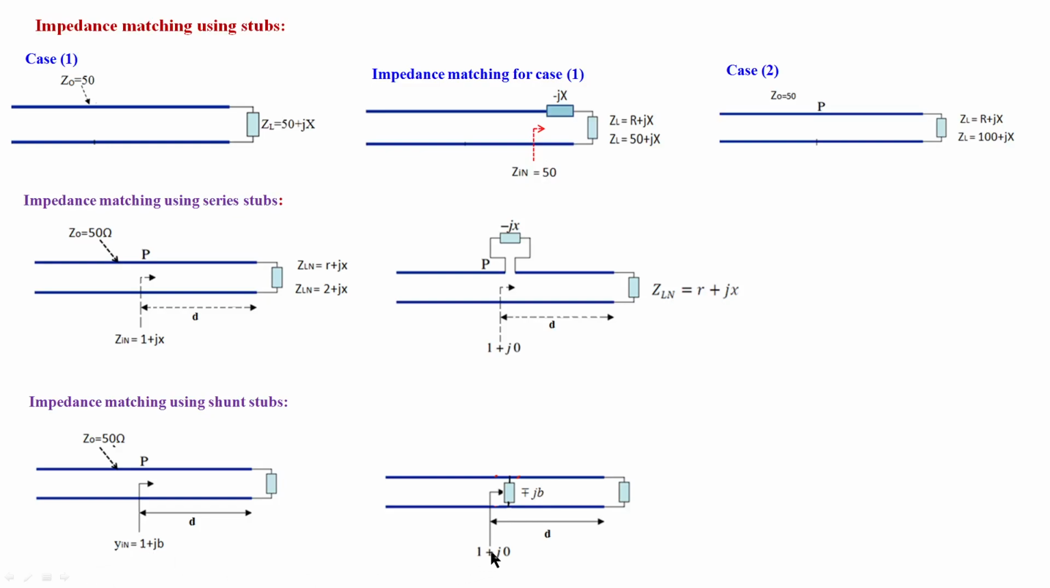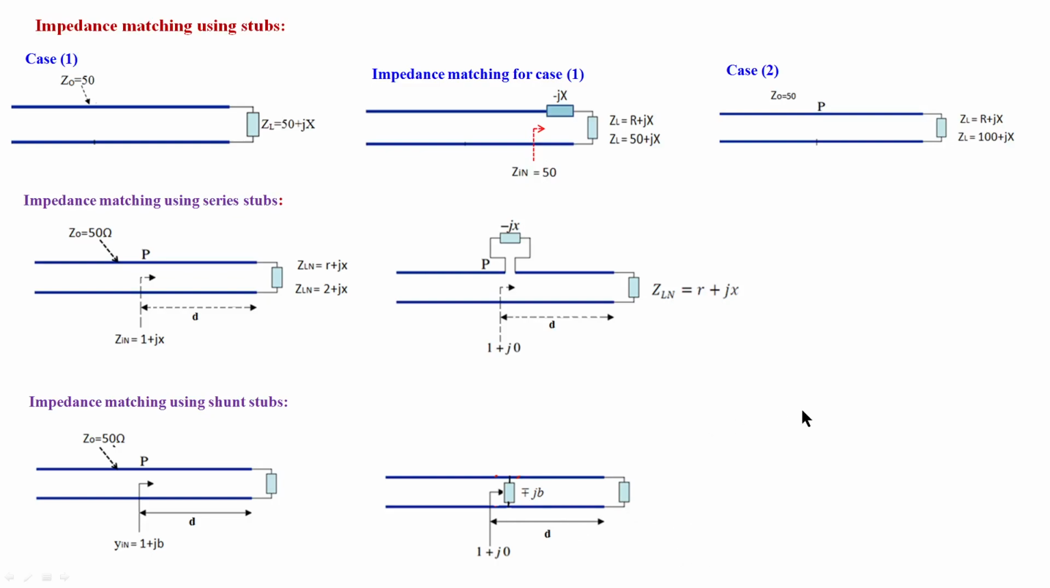Y is equal to 1 means z is equal to 1. z equal to 1 means it is equal to the characteristic impedance of the transmission line. So whenever the wave comes like this, it feels like there is a 50 ohm match. It delivers maximum power to the load. That is the way.